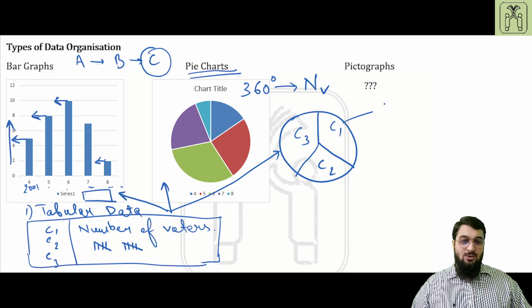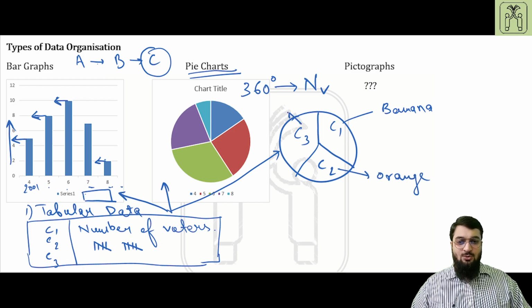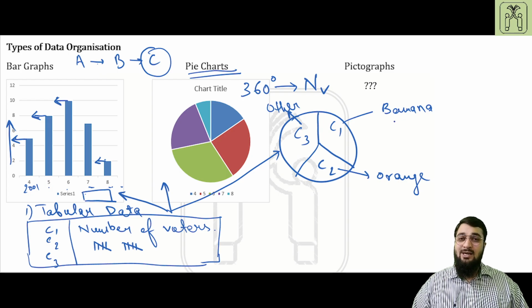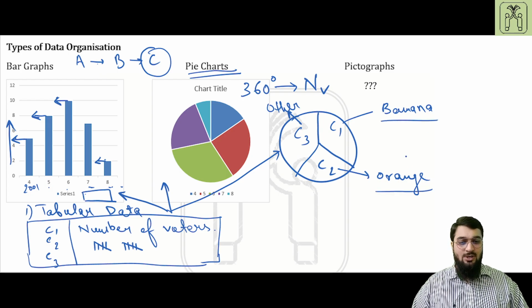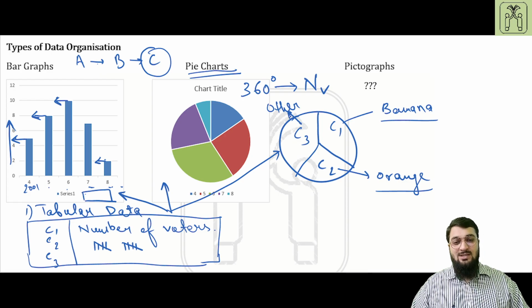Among the choices, for choice 1, you can say it was a banana. For choice 2, you can say it was an orange. And for choice 3, you can say it was other, or none of the above. For example, I wanted to collect data only regarding banana and orange. So I will just count the votes for banana and orange, and if the person we are interviewing names any other fruit, it will be counted as other.